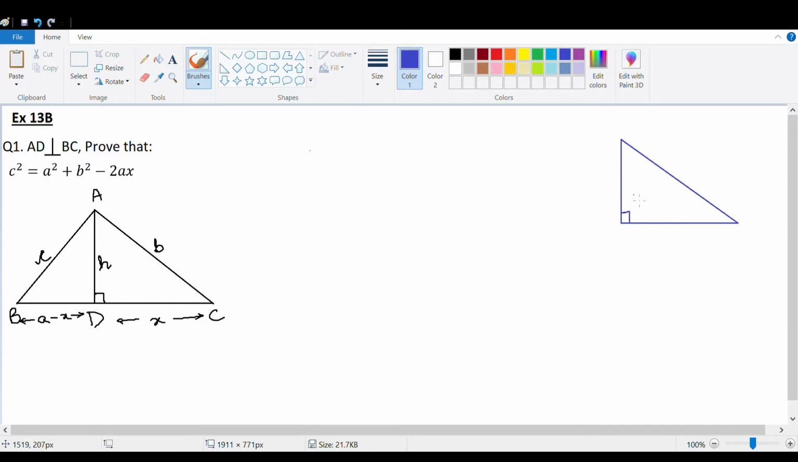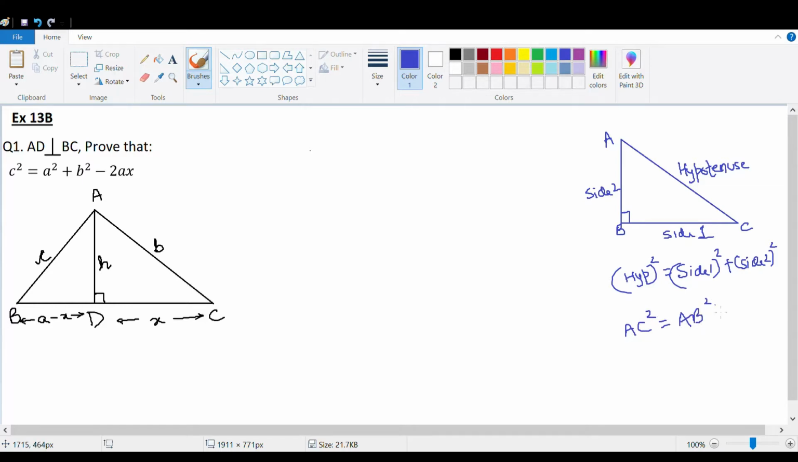The side which is opposite the 90-degree angle is known as the hypotenuse. And let's say the other sides, we call them side 1 and side 2. So we could name them whichever way. In this case, Pythagoras theorem states that hypotenuse square is equal to side 1 square plus side 2 square. So in case we name this as A, B, C, then the Pythagoras theorem would state that AC square is equal to AB square plus BC square.